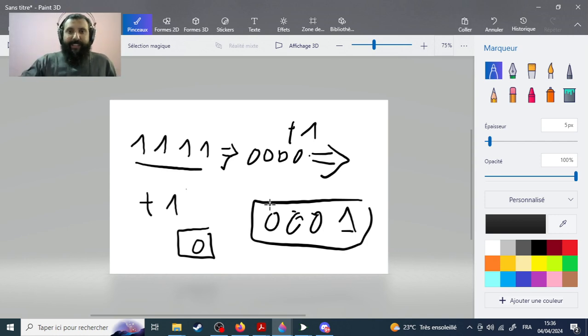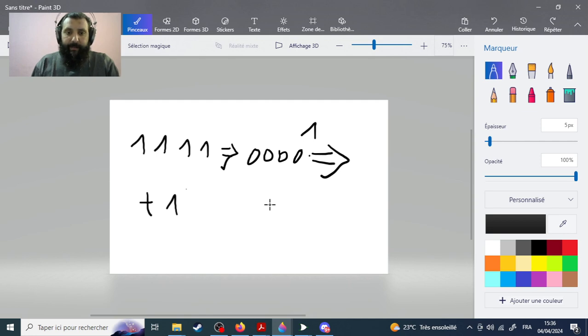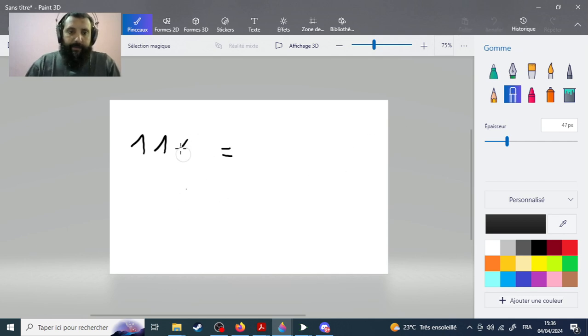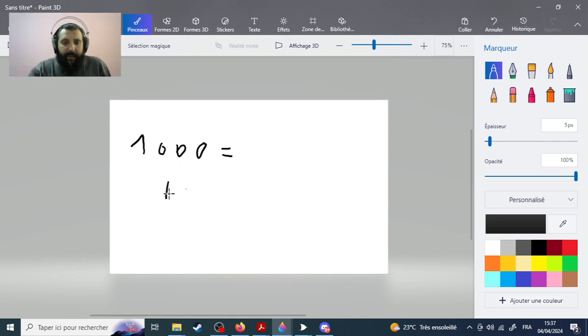What is the greatest negative number in C2 on 4 bits? Can you give me the greatest negative number? 1000. It is the decimal value. In C2, this is minus 8. This is minus 8. I will do the same operation.